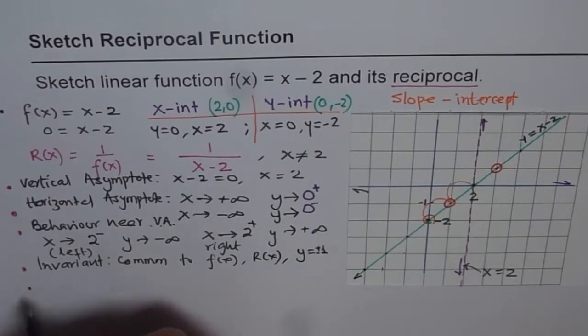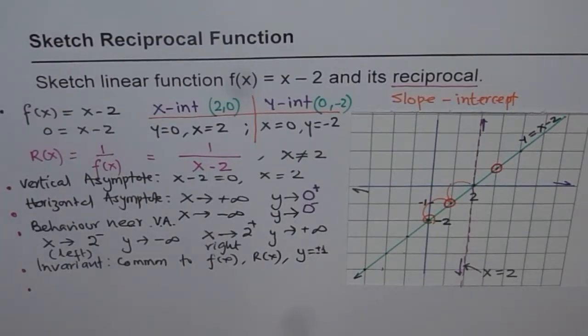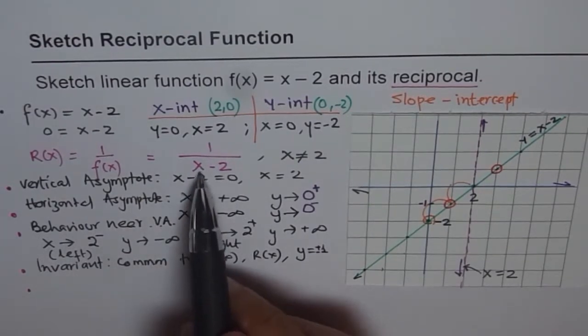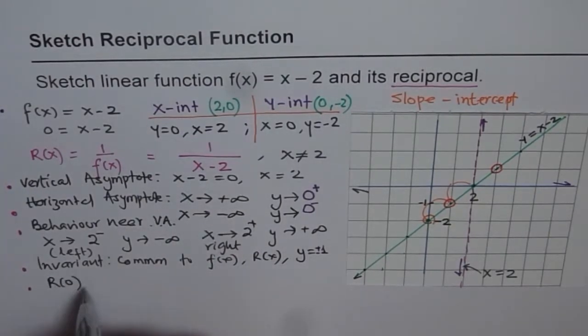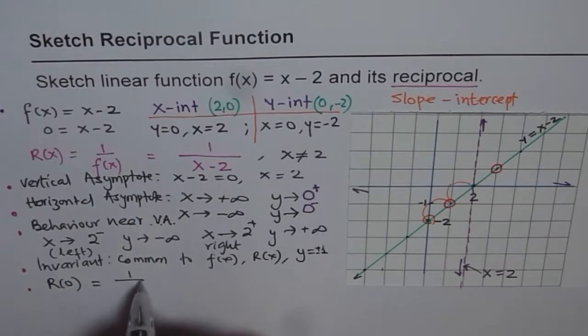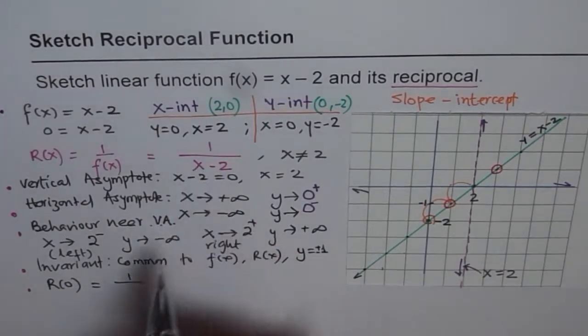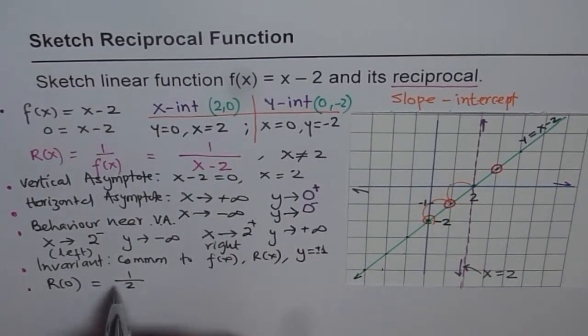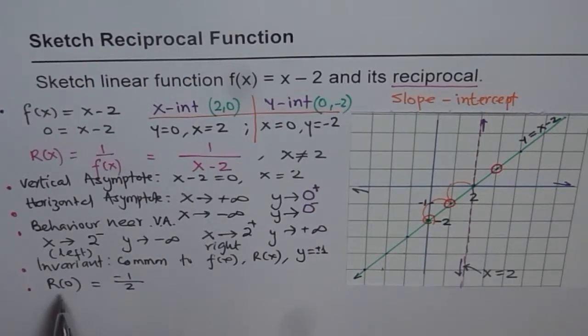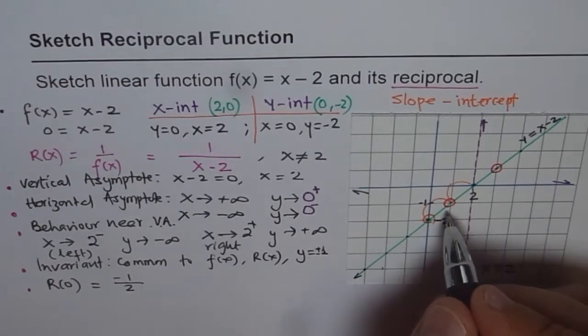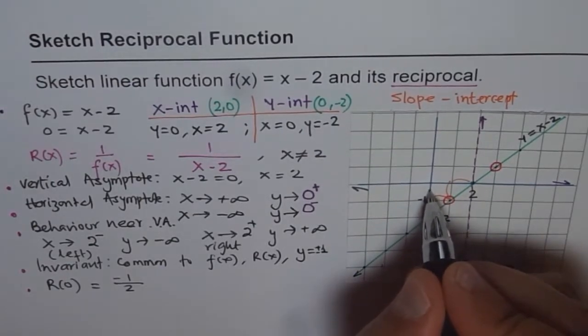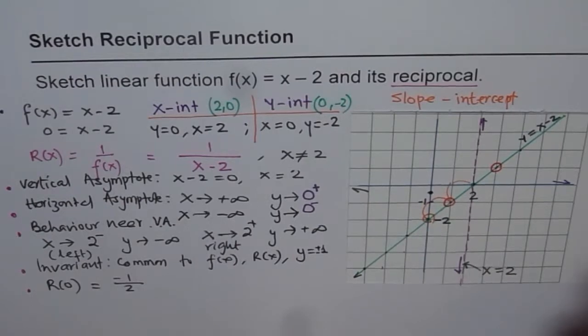And then we can also consider points like when x is 0. In this function, when x is 0, what is r of x? That means r of 0 equals what? We can write r of 0 is 1 over 0 minus 2, or minus half, right? So at 0, we have minus half. That is, the y-intercept for the reciprocal function is minus half. So that is another critical point to consider.